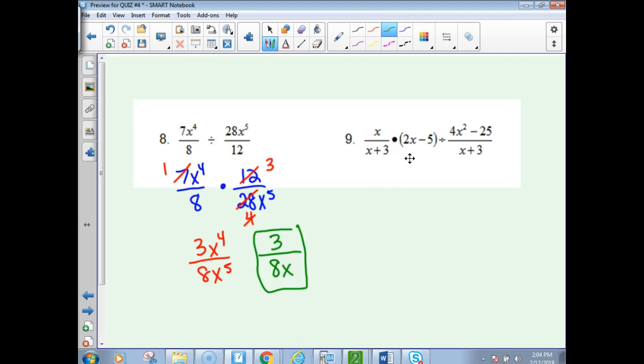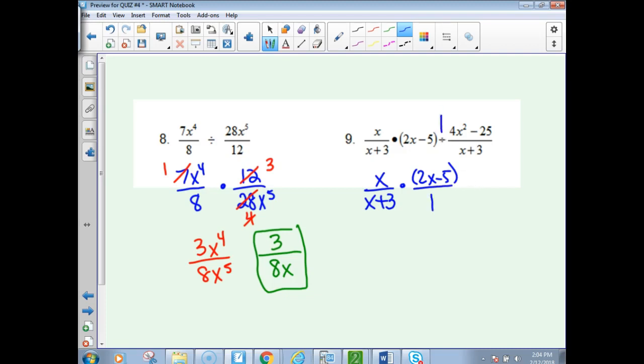That's number 8. Okay, number 9. Oh, that looks crazy. I know you look at it and go, what am I going to do with this? How do I take care of that thing? Well, put it over 1. You don't have to, but that might help you see things better.